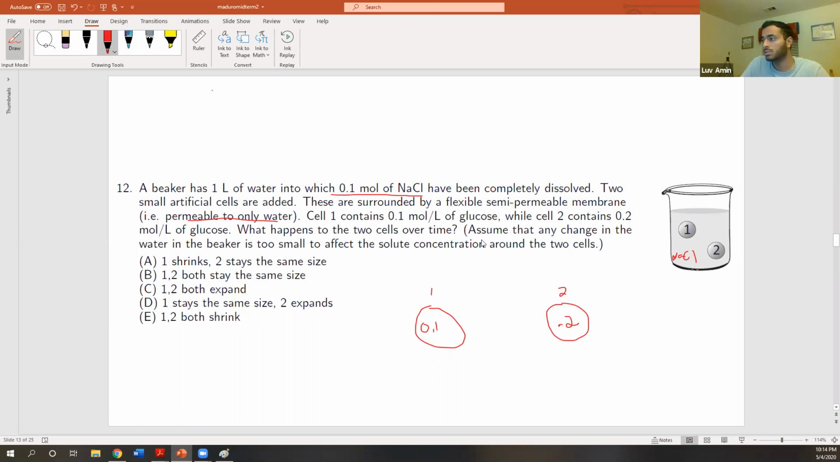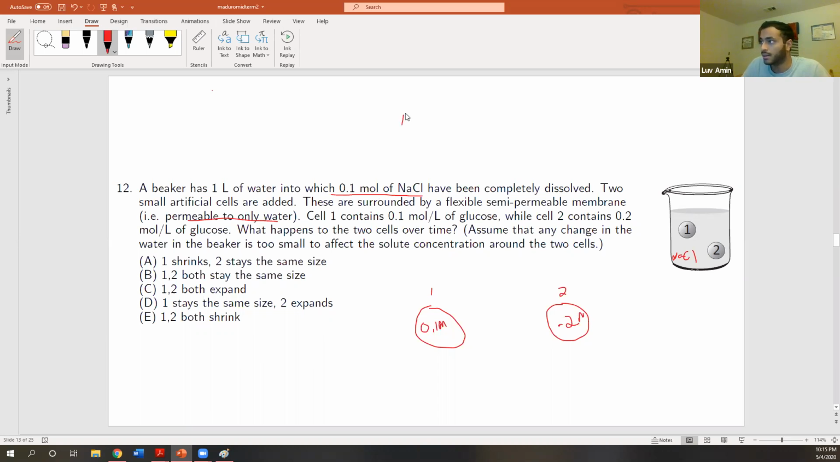What happens to the two cells over time? Well, let's see what happens, right? We know that we have these two cells, so I'm just going to draw out this beaker over here to make it a lot larger. We know that these two cells are dissolved in 0.1 molar NaCl. Well, let's calculate how much molarity we actually have, right?